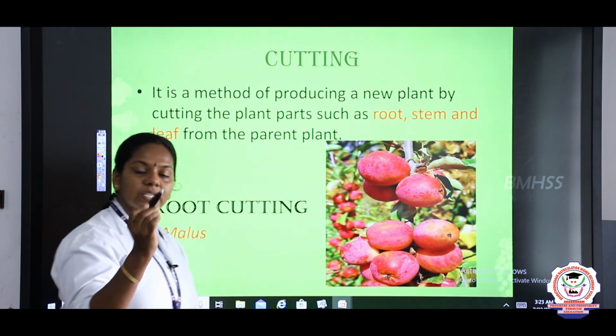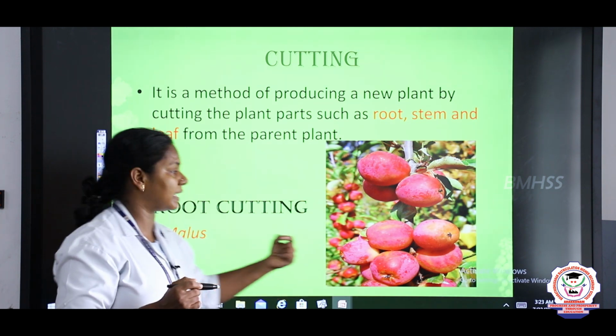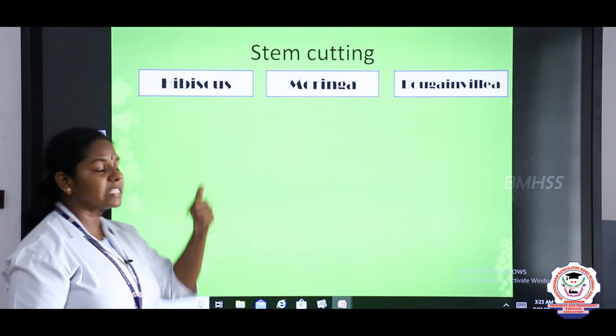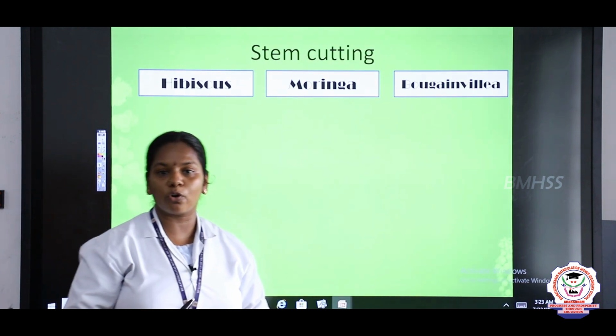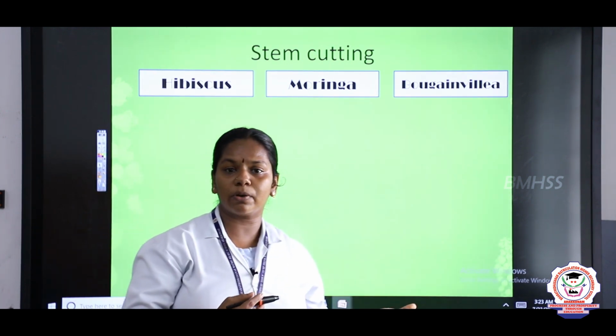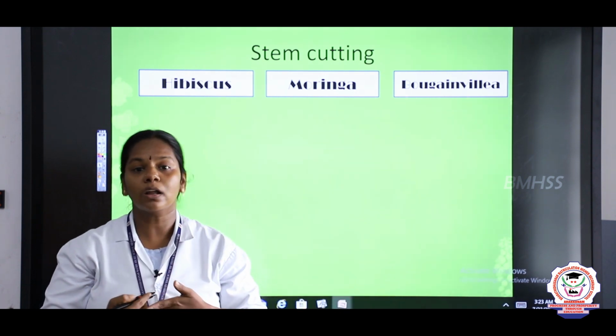So the plant which reproduces by root cutting is what? Malus, that is apple. And next we are going to discuss about the stem cutting. This mostly we do in our home. If we see any drumstick plant in a nearby home or in the neighborhood, we ask them and we take a stem and we plant it in our home.